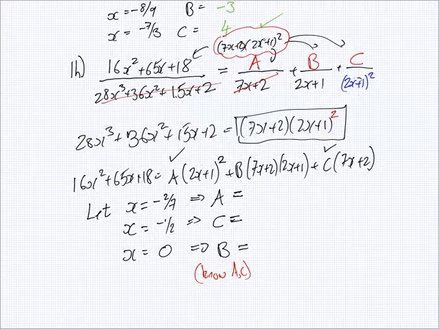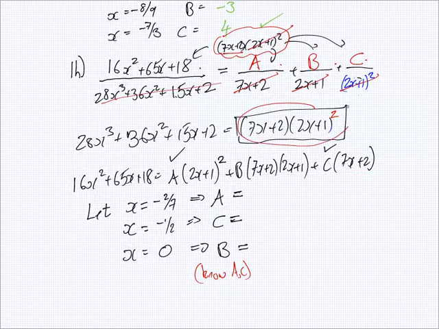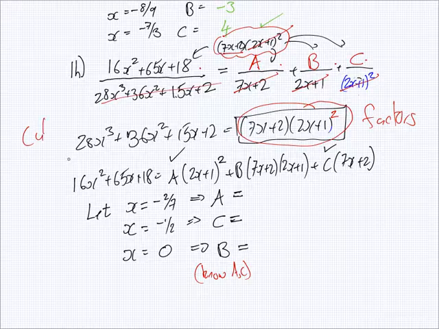And then when you multiply by the next one, this will cancel this, leaving me with these two. And then when you multiply this by the last one, this will cancel this, leaving me with 7x plus 2. So these four fractions, you multiply all of them by this. And these are the factors of this cubic. Is that okay?